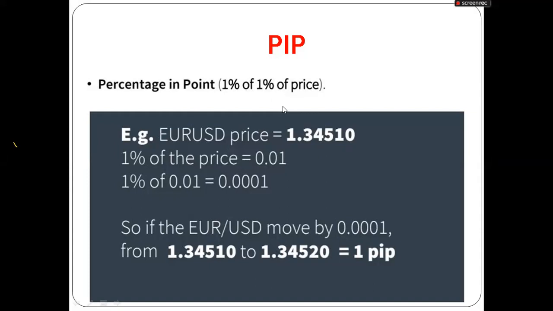A pip is actually 1% of 1% of price. I'll take that again. I know you don't understand it now, but you will understand it later. Just wait and listen. Now, why is that so? Each movement of price is called points, and for Forex, it is in 10 units. So one unit movement of price is 1 point. So 10 units will now form what we call a pip, because it is 1% of 1% of price.